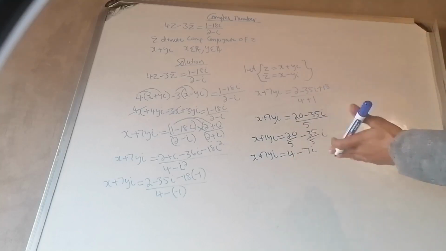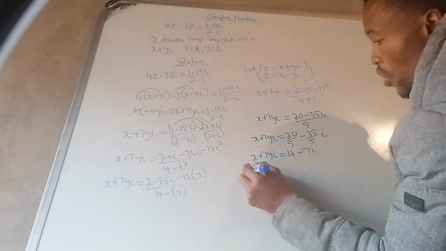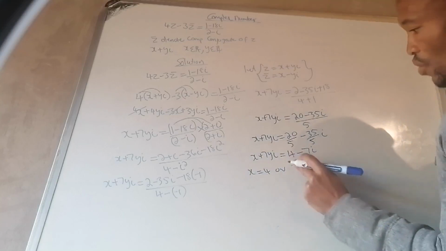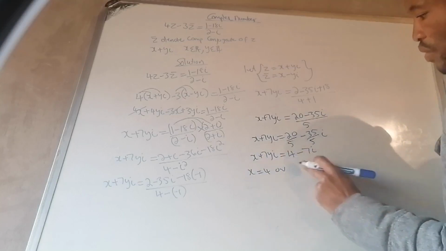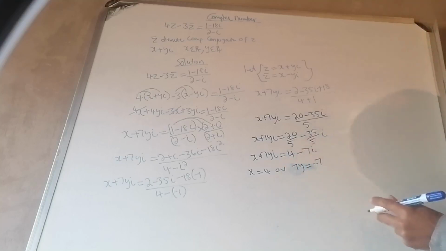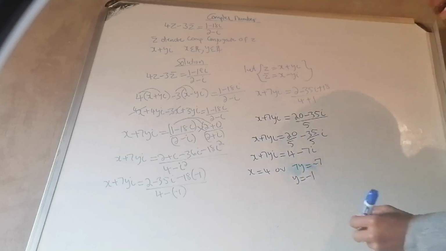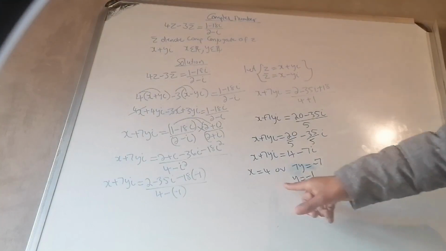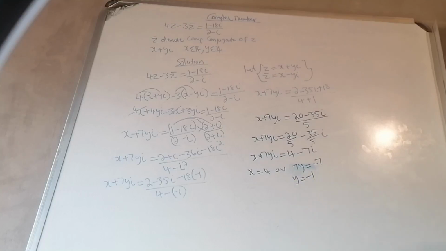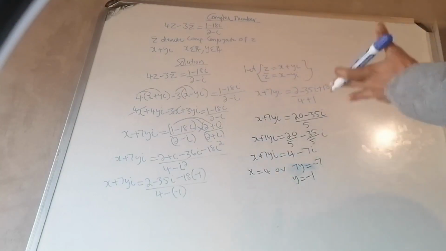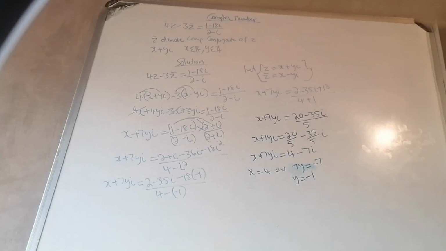So we can say that x equals 4, and 7y equals negative 7. Dividing, you'll find y is negative 1. This is very important that we understand. So your x will be 4 and your y will be negative 1. And when that is done, you're more than happy, because this is exactly what we wanted to solve, and we are very much fine.